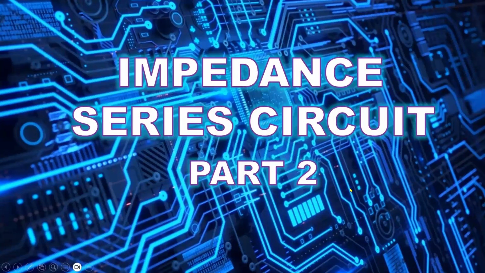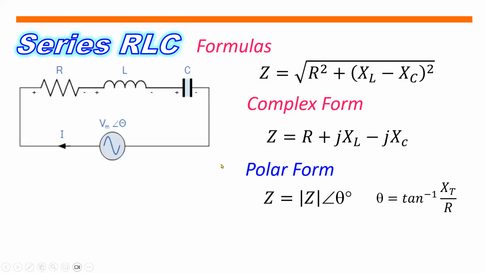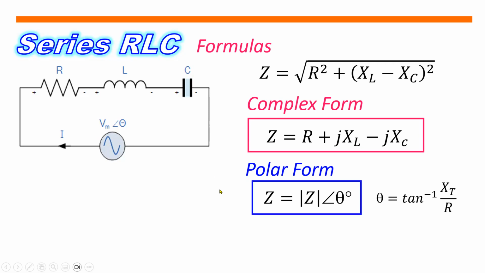So welcome uli sa ating discussion on solving the impedance of a series RLC circuit. So, i-recall lang natin yung mga formulas na ginagamit natin to solve for the series RLC circuit. So, we have the impedance in complex form and the polar form. We have also the equation to find the phase angle.